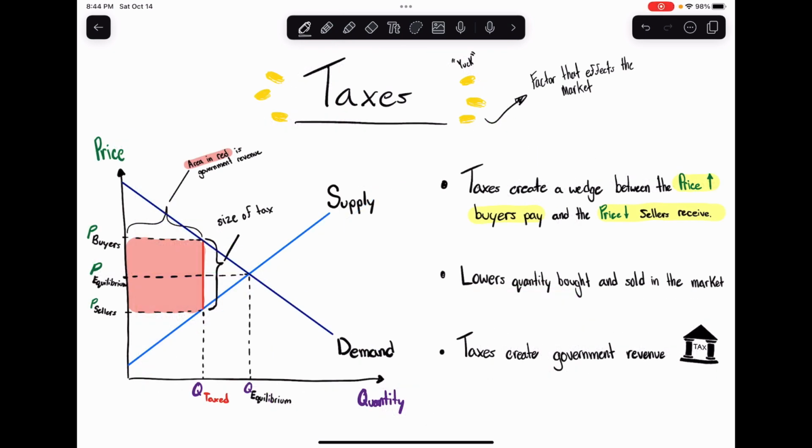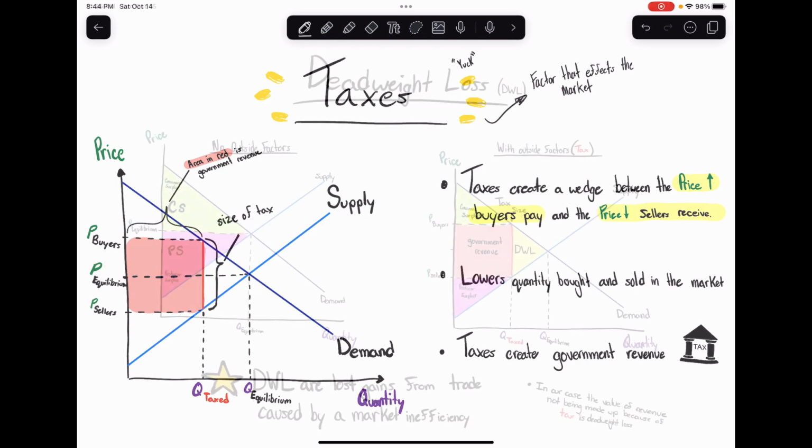So now let's look at one of the main interventions in a market, taxes. Essentially, taxes are a mandatory payment made by the government. They create a wedge between the price buyers pay and the price sellers receive. This wedge lowers the quantity bought and sold on the market and also is an indicator of how much revenue the government will make. You may notice in the graph the area highlighted in red. This is the government's revenue from the tax implemented into the market.